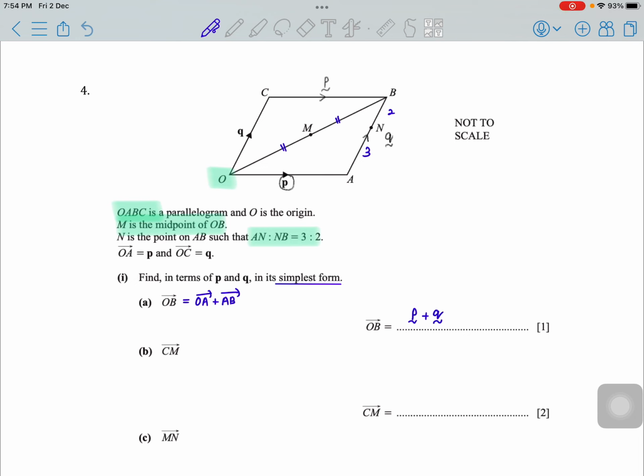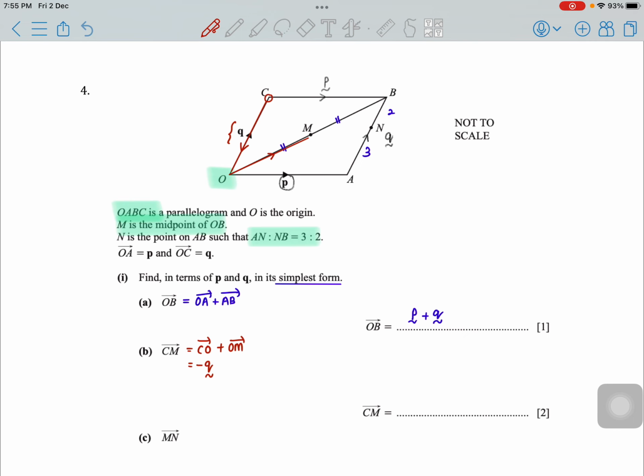Okay, next we have to find CM. So I'm going to define the path for my CM now. How am I going to walk? I'm going to go from C to O. Once I'm done with that, then I will go from O to M. You look at this particular arrow here. One is going up, the other one is going down. So when you travel from C to O, make sure you add a negative there, negative Q. And then I'm traveling from O to M.